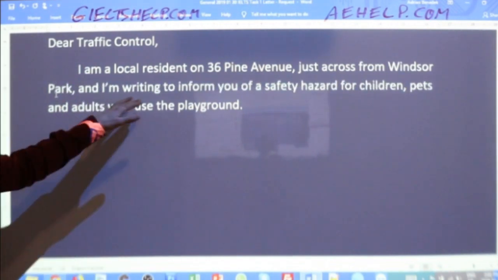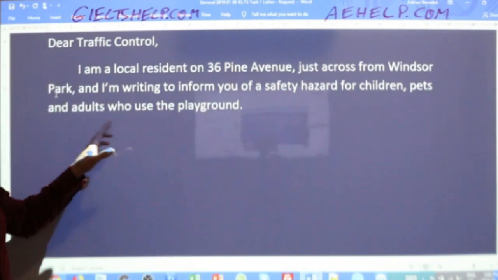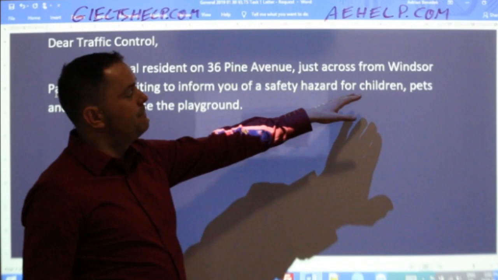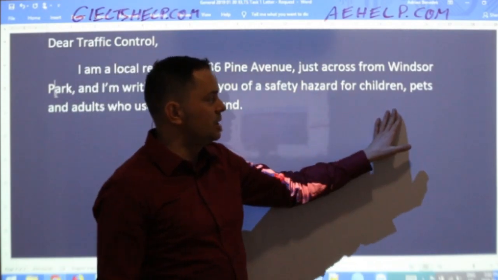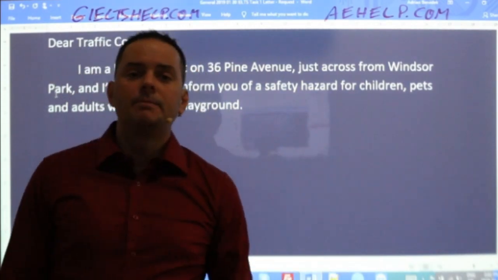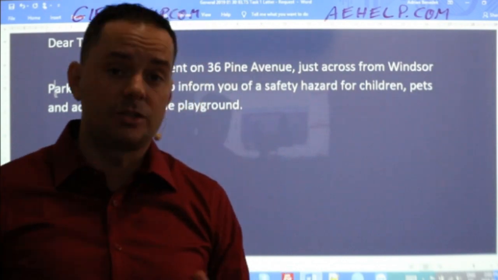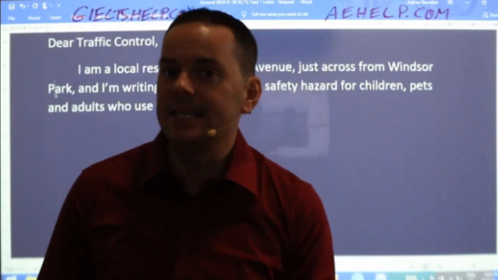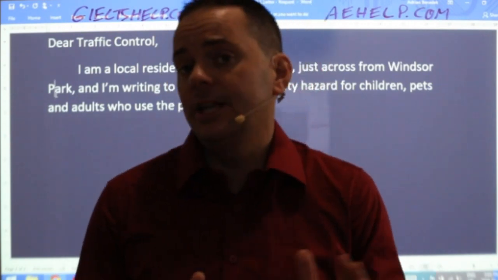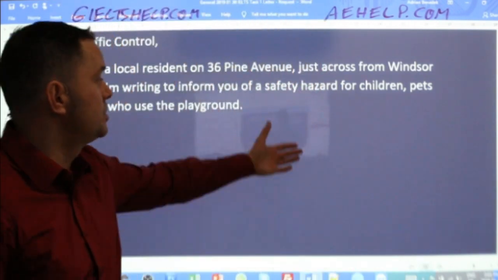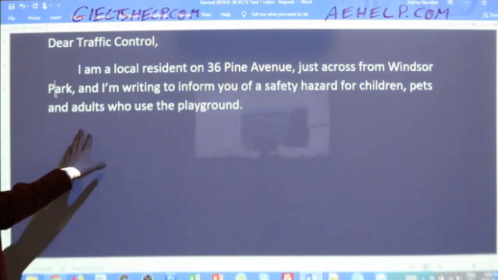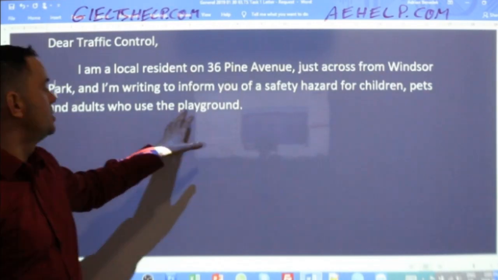And I'm writing to inform you of a safety hazard for children, pets, and adults who use the playground. There's that visual information. So I don't just say people, but I specify children. So I want the traffic superintendent to see these small children playing. They're in danger. Pets, oh no, somebody's dog is going to get hit by one of those fast-moving vehicles. And adults who use the playground.